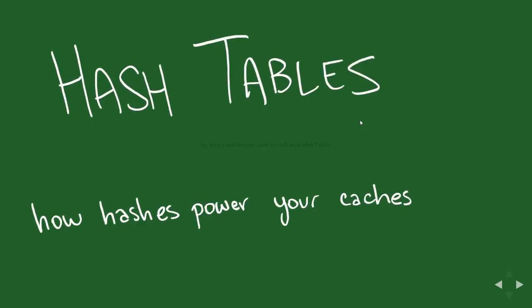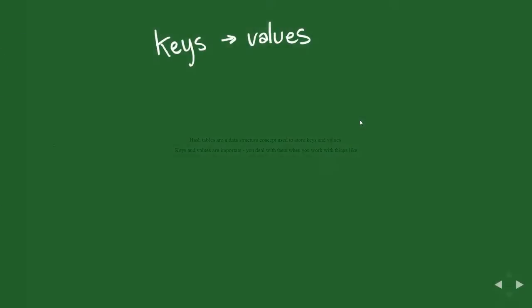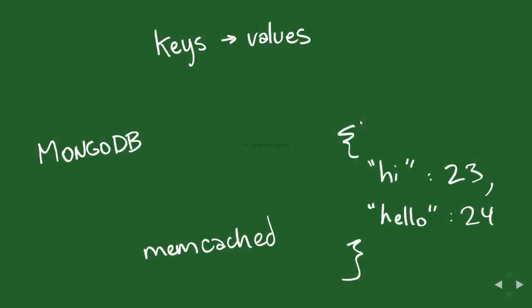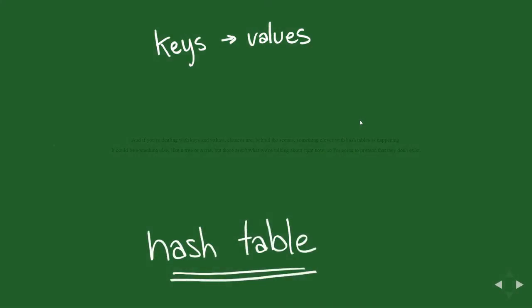Now let's talk about hash tables. Hash tables are a data structure concept used to store keys and values. Keys and values are important. You deal with them when you work with things like MongoDB, or Memcached, or JavaScript objects. And if you're dealing with keys and values, chances are, behind the scenes, something clever with hash tables is happening. It could be something else, like a tree or a trie, but they're not what we're talking about right now, so I'm going to pretend that they don't exist.